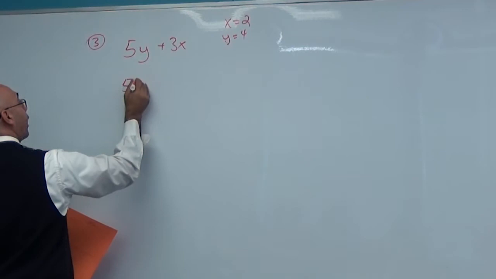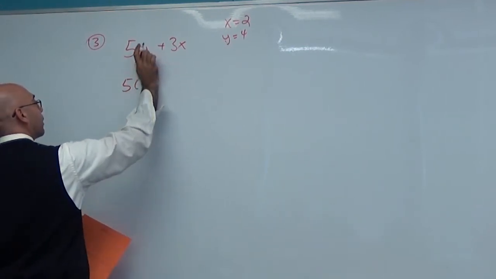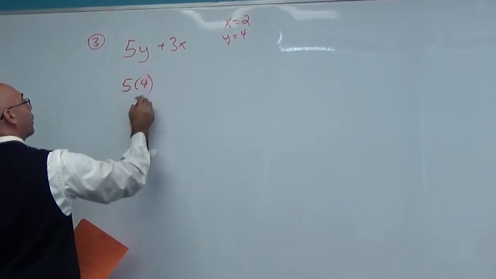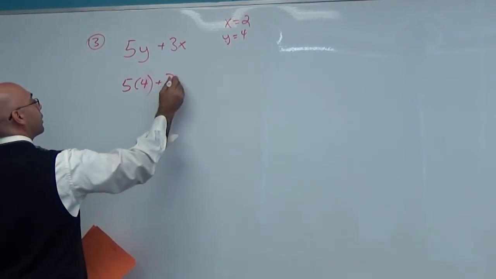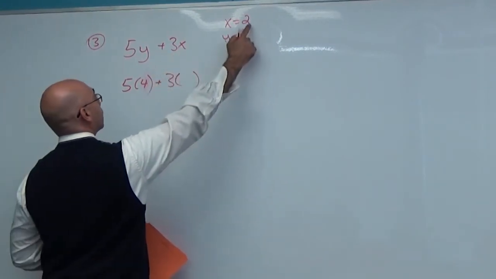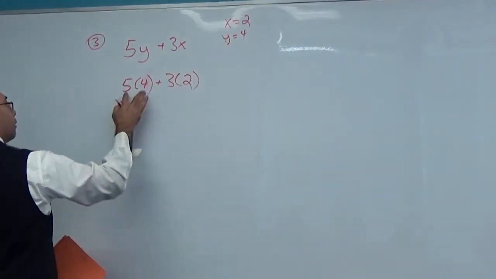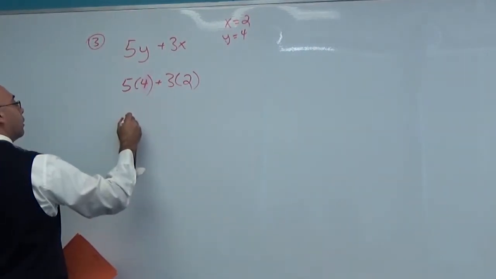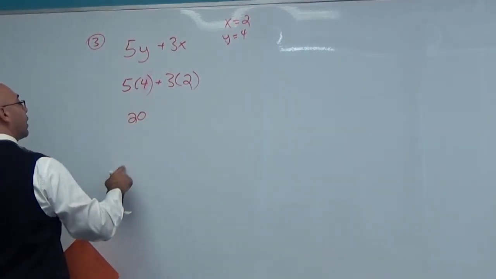So this is going to be 5 times y. 5 times 4, plus 3 times x. And what is x equal to? 2. 5 times 4 is? 5 times 4 is?